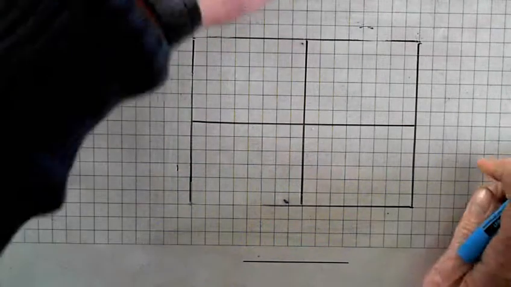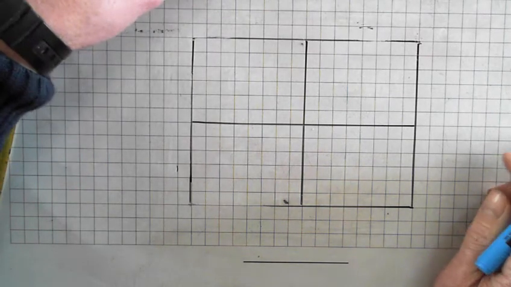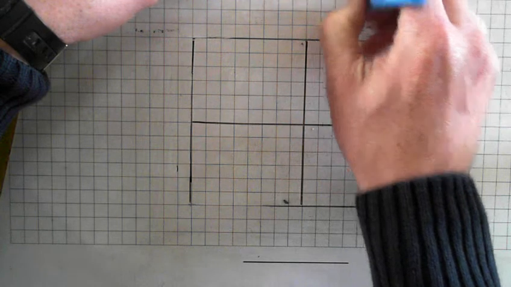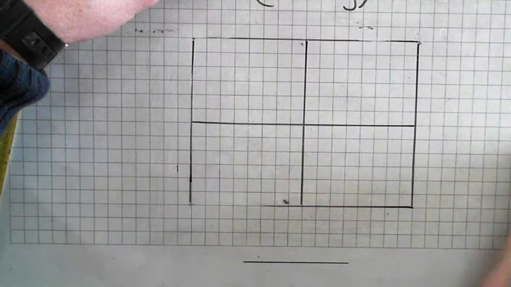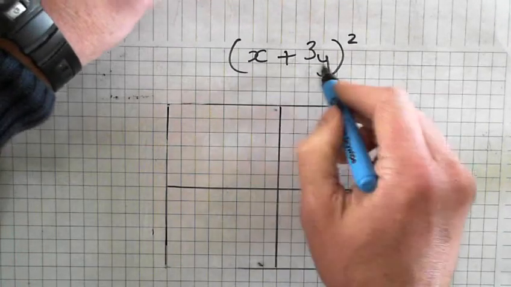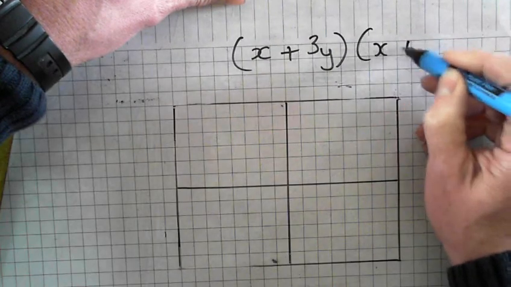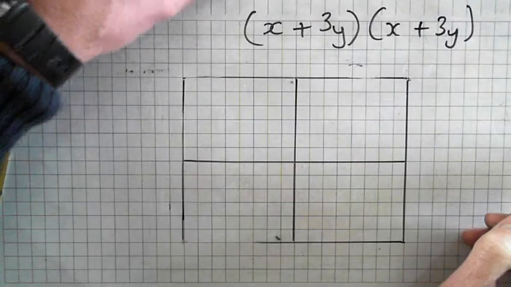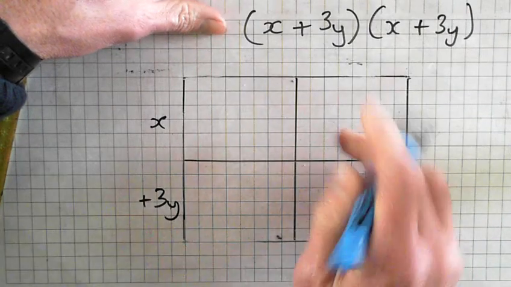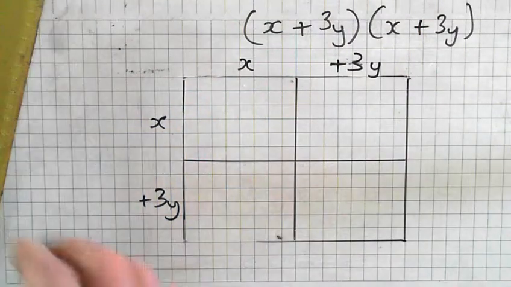Another example. Now, what happens if you have x plus 3y squared? What does that mean? It means this multiplied by itself. So it's the same as writing x plus 3y times x plus 3y. Alright, so what you do now, you put x plus 3y on the side, and you put x plus 3y across the top.